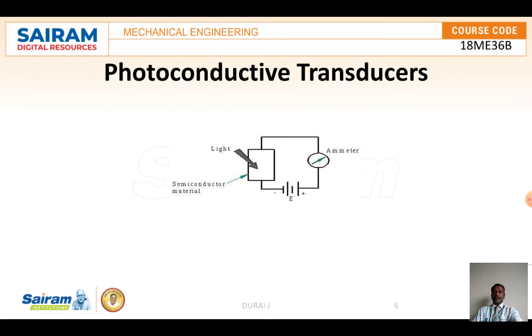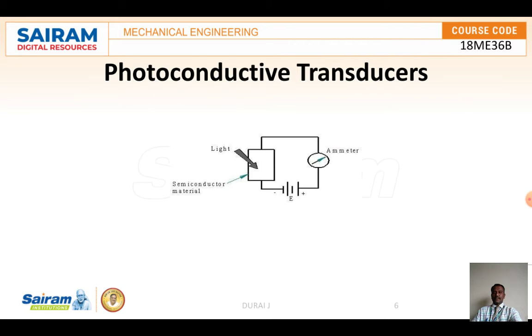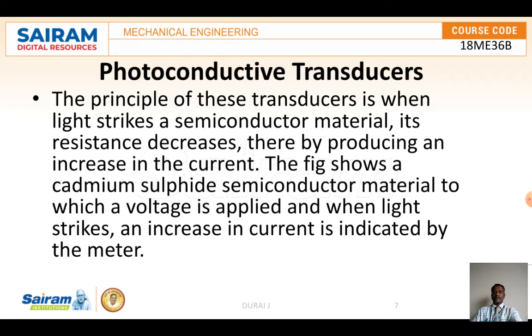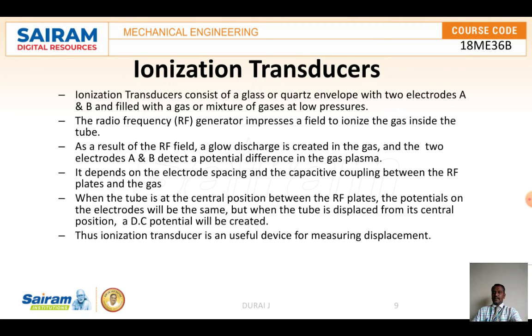So there, when the light beam strikes, an electrical signal is produced due to the light beam striking the semiconductor material. Some change in the resistance occurs, that means resistance decreases, and it will increase the current. And then the photovoltaic cell, when the light beam strikes the semiconductor material, the voltage will be generated over here. Okay, this is about that.